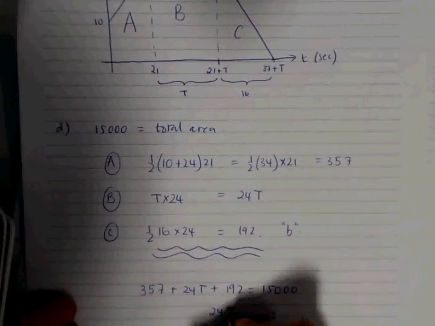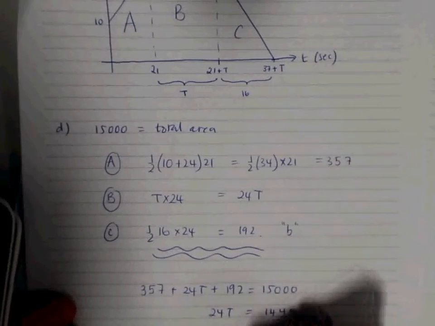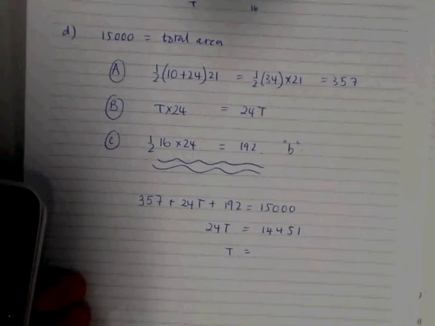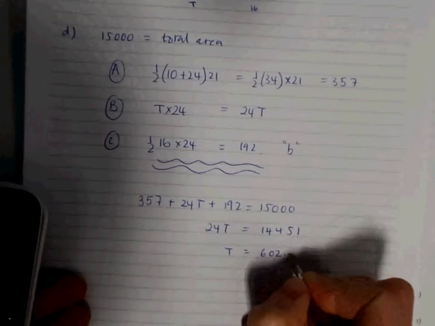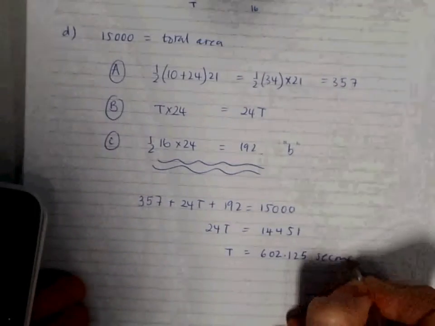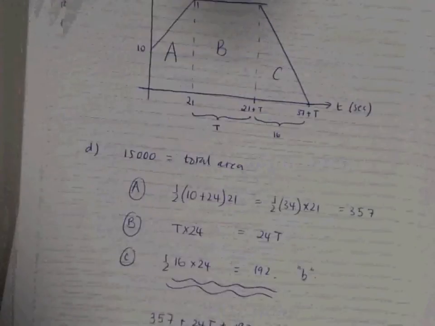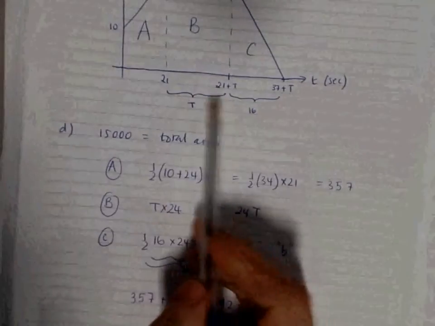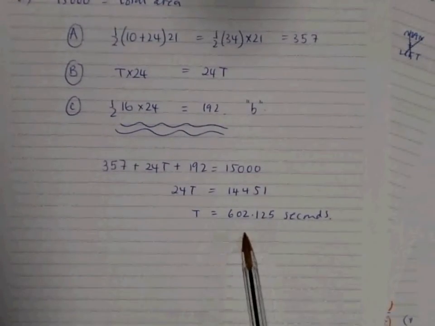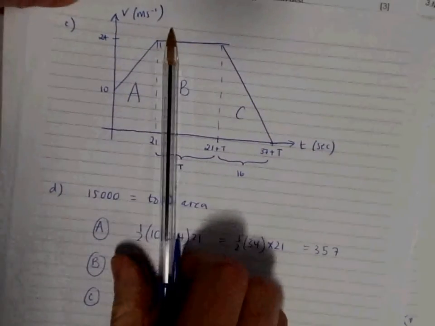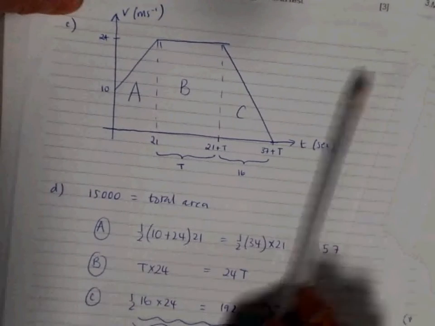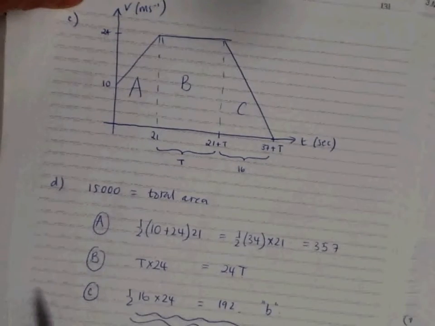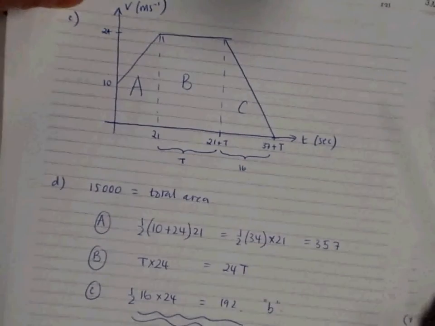Okay, take away the 357 from both sides. 14451. Divide by 24. You get a not very nice number. 602.125 seconds. So it stays at that constant velocity for a really long time, because remember the value of t was how long it was at this constant speed, so it stays at that for 600 seconds. So actually this graph is completely kind of off scale, if you like, because that should be a lot wider, because that's only 21 seconds, that's only 16 seconds. You've just worked out that this is 602 seconds in terms of the width, so it should be much longer.